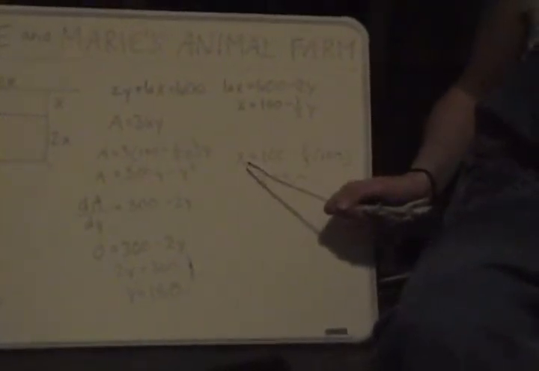We will then set this equation equal to 0 to find the spot where it will be maximized. So we have 0 equals 300 minus 2y. Then we add 2y to both sides, so we have 2y equals 300. Then dividing both sides by 2, we get y equal to 150. We then plug that back into this equation, so we have x equals 100 minus 1/3 times 150. Solving this, we get x equal to 50.